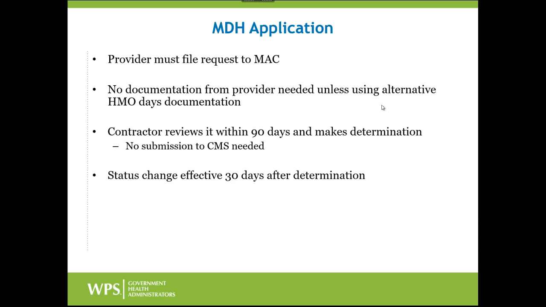Now, the contractor, the MAC, will review it, and the regulations do require that this be reviewed within 90 days. So we review it, and we can actually make a determination as a MAC. We do not have to submit to CMS and wait for their approval. We make the final determination, and the status change will be effective 30 days after that determination letter.